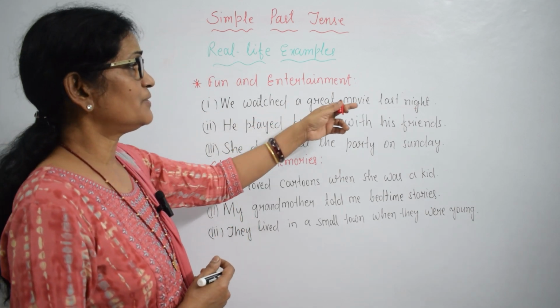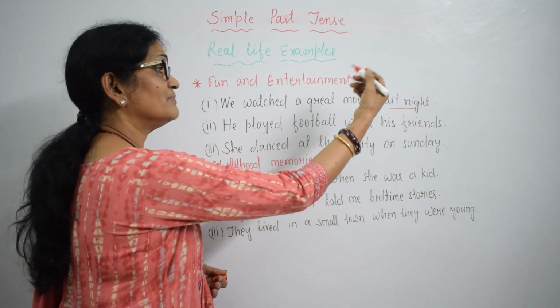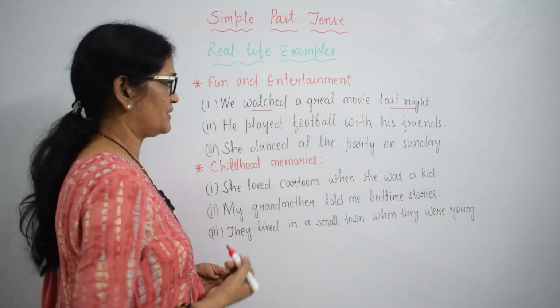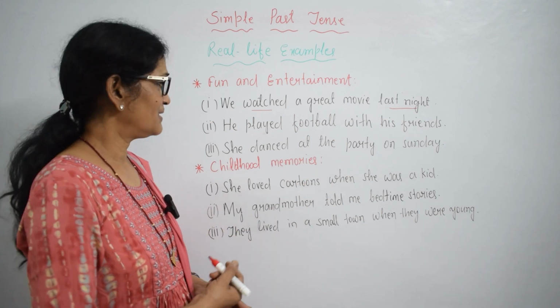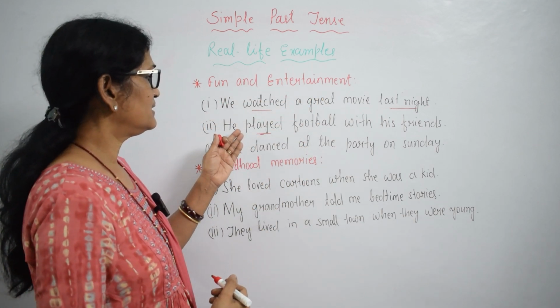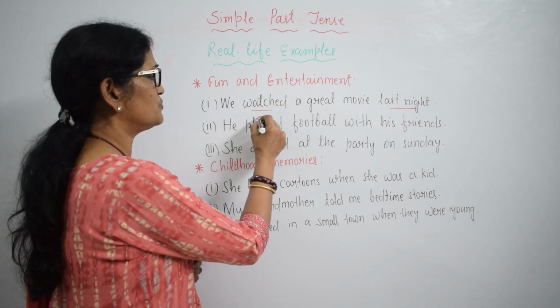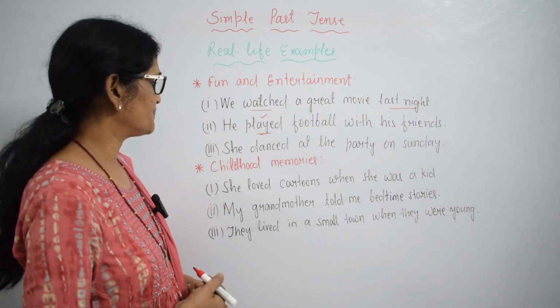We watched a great movie last night. This is the time marker for past, simple past. Watched. We watched a great movie. He played football with his friends. He played. Okay, for entertainment, they played. The action happened in the past. Our expression should be in simple past.